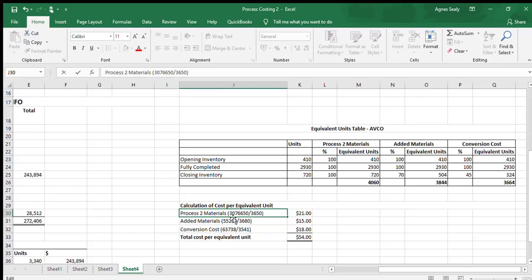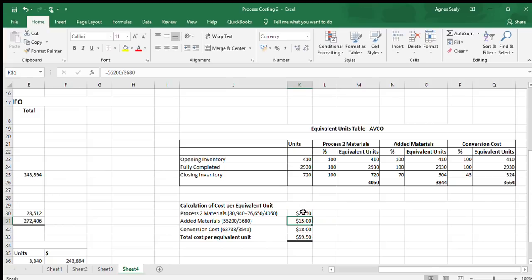So we're going to take the $30,940 and the $76,650 and add those together. So it's the $30,940 plus the 76,650, and that is going to be divided by our new total equivalent units figure of 4060. So here now, 30,940 plus 76,650 divided by 4060. So our cost per equivalent unit for our process 2 material is now 26.50.